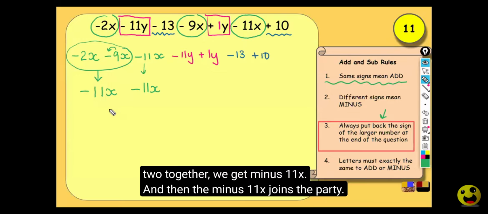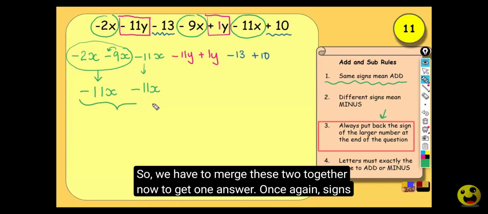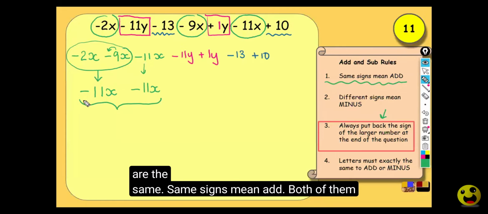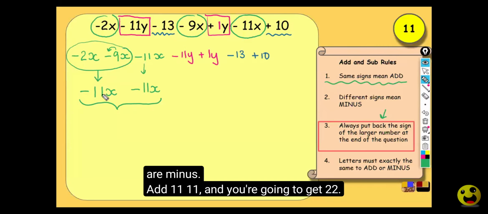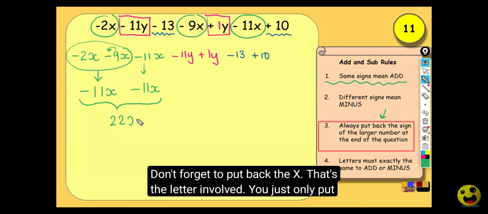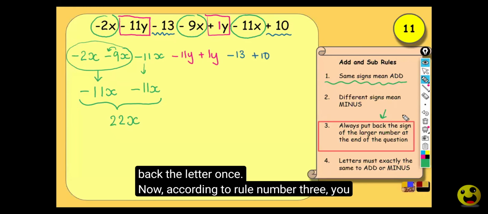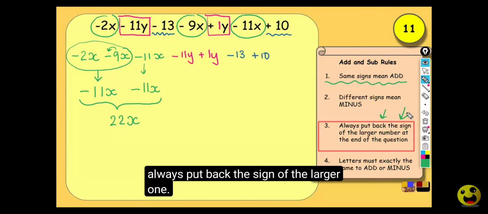And then the minus 11x joins the party. So we have to merge these two together now to get one answer. Once again, signs are the same. Same signs mean add. Both of them are minus. Add 11, 11. And you're going to get 22. Don't forget to put back the x. That's the letter involved. You only put back the letter once. Now, according to rule number 3, you always put back the sign of the larger one.